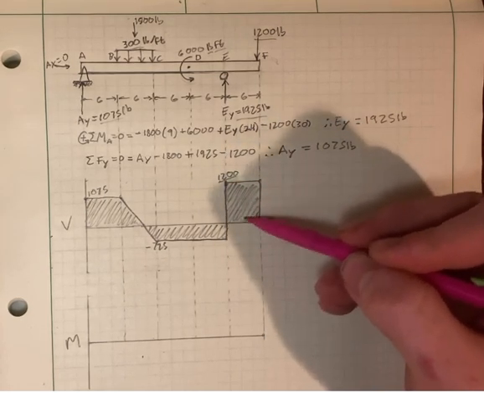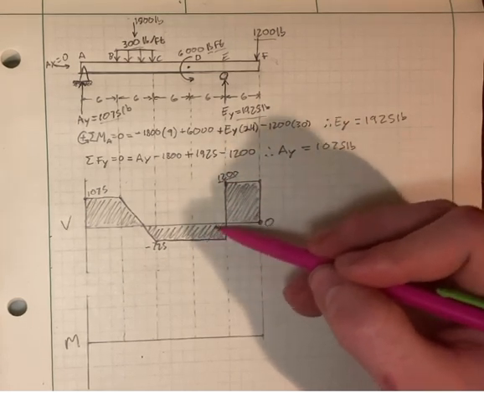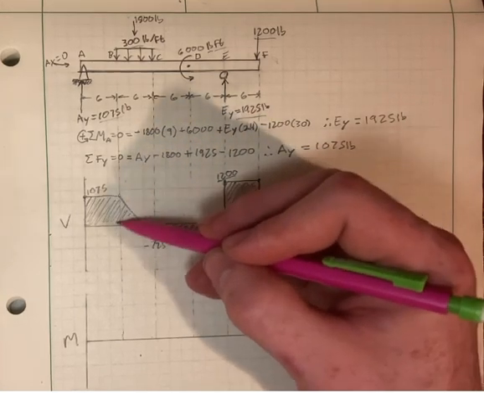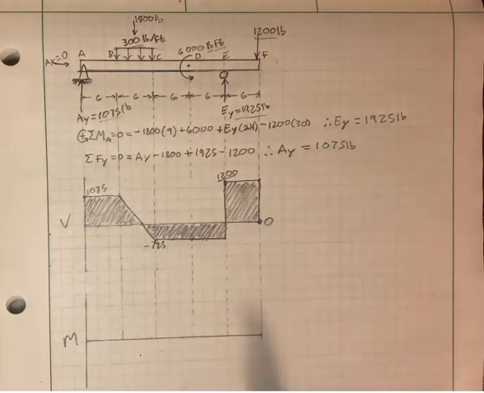That's a good check, but there are ways to mess it up and you'll still end up at 0, so you still want to go through your math and just make sure. But there we go. Shear.